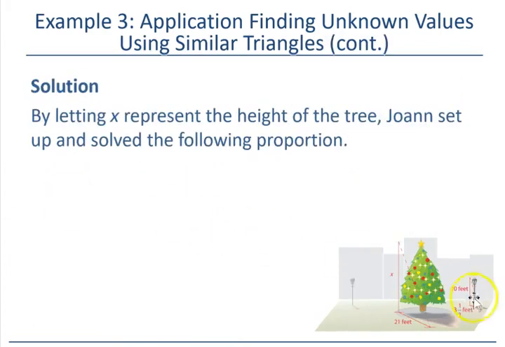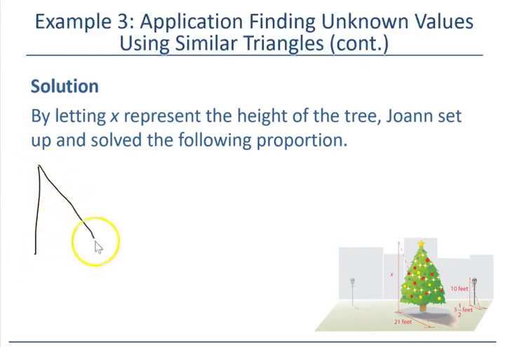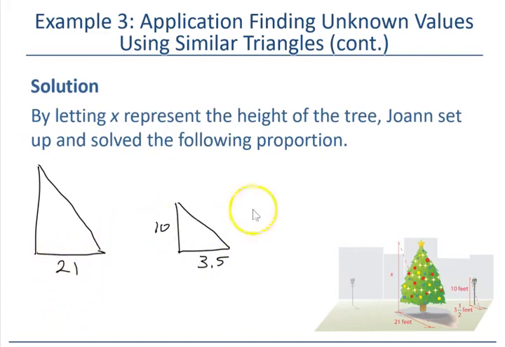Let's remember that we have similar triangles. Let me draw this out so it's easier to see. We've got one triangle, a very large one, and then one triangle that is very small. That's going to be the lamppost one. We know its height is 10. We know its shadow is 3.5, and the tree's shadow is 21. And like they're using here, we've got x. This can turn into a proportion very easily. We can have x over 21 is equal to 10 over 3.5.